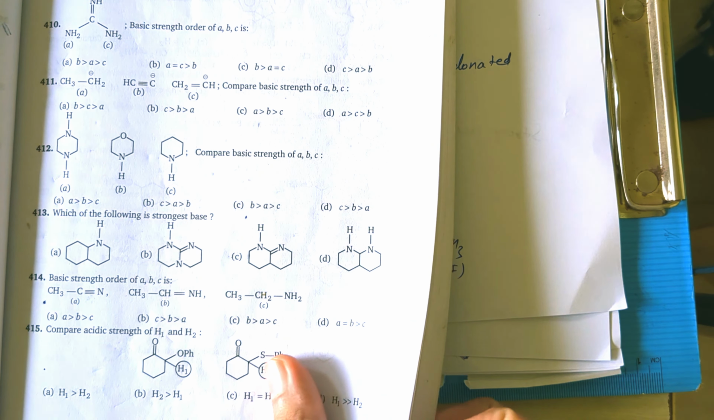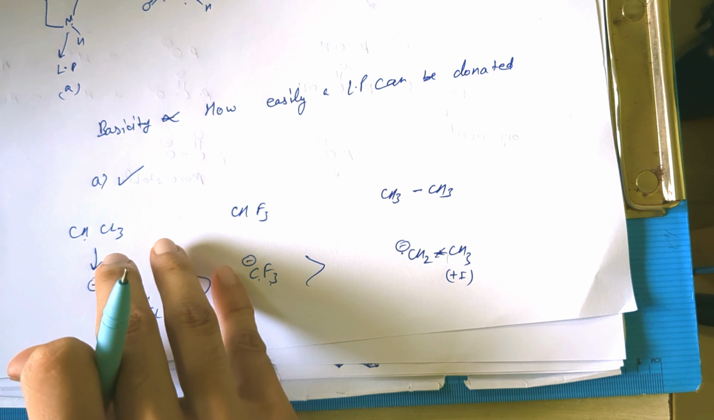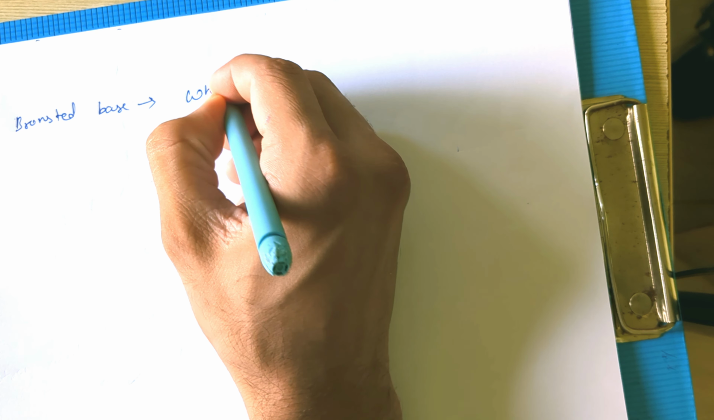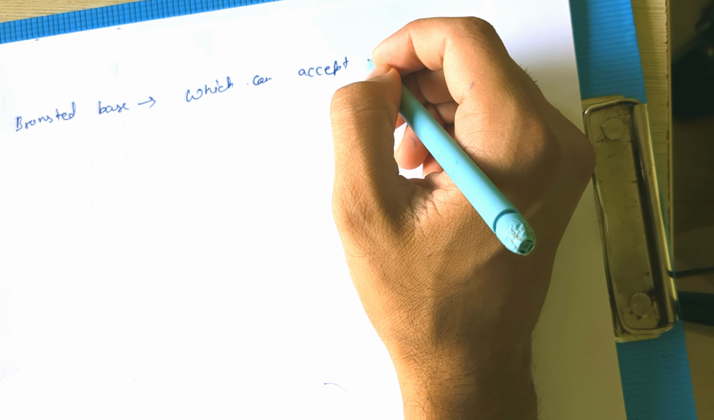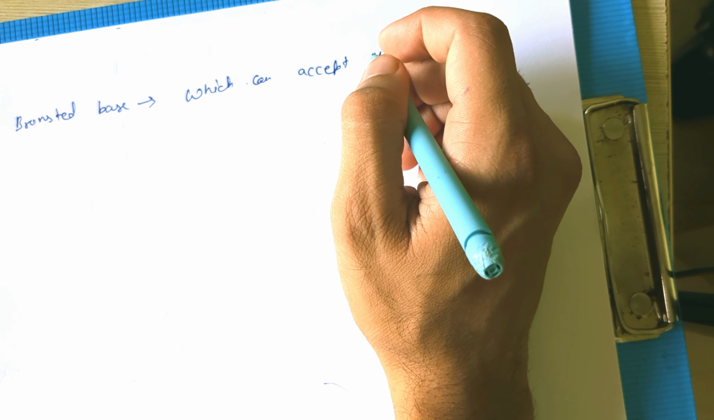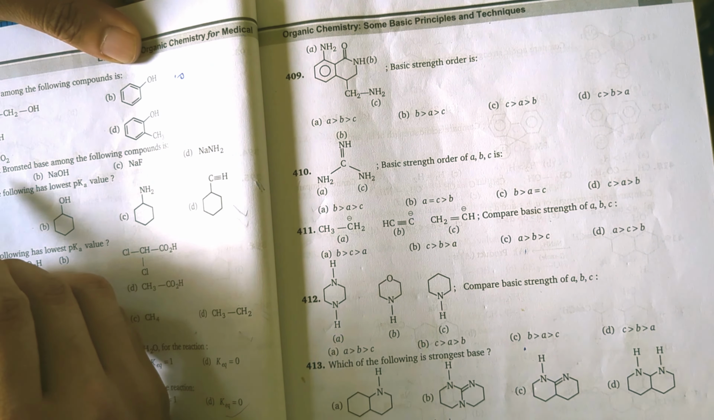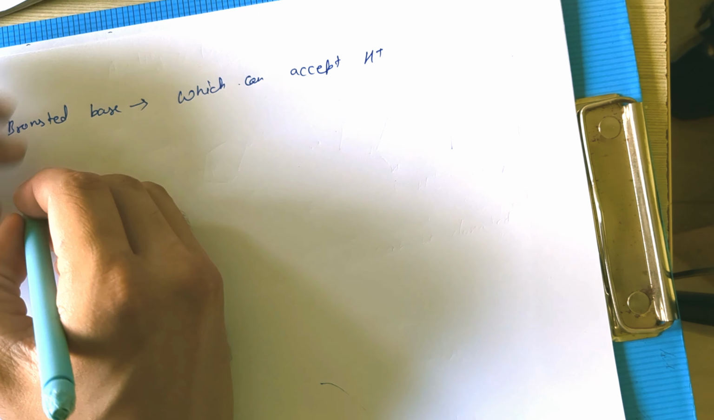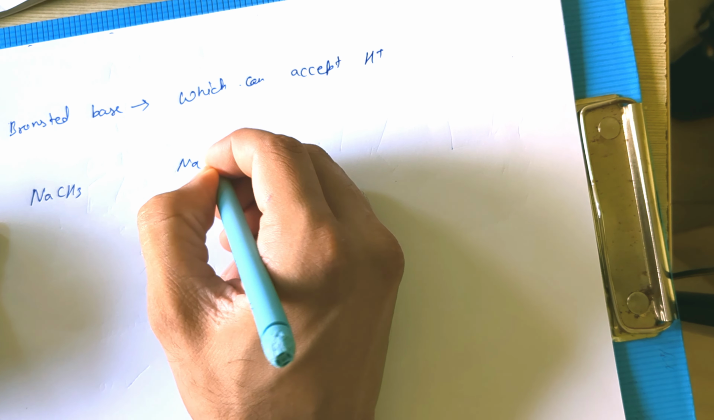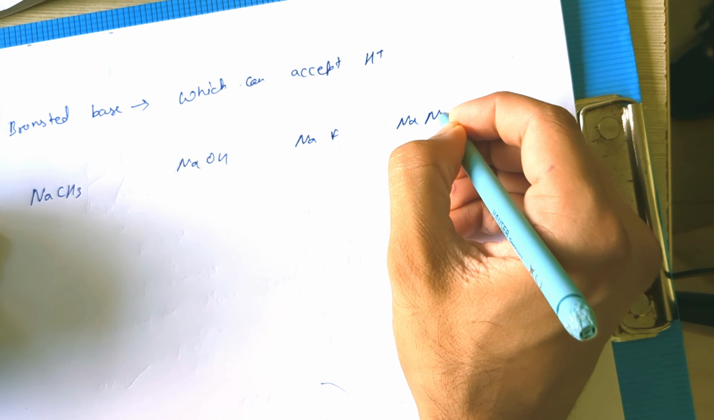The next question we have is the concept of Bronsted base and acid. Okay, a Bronsted base is one which can accept H positive ion, and which can donate H positive ion will be a Bronsted acid. Okay, now take an example. The strongest Bronsted base among the following compounds is NaCH3, NaOH, NaF, NaNH2. Okay, NaCH3, NaOH, NaF, NaNH2.